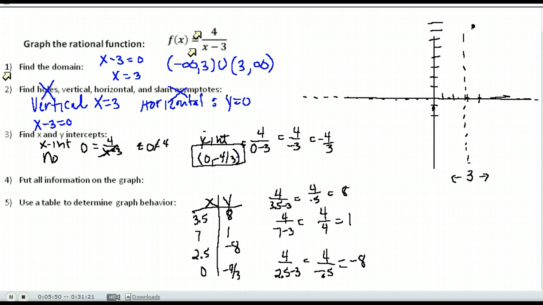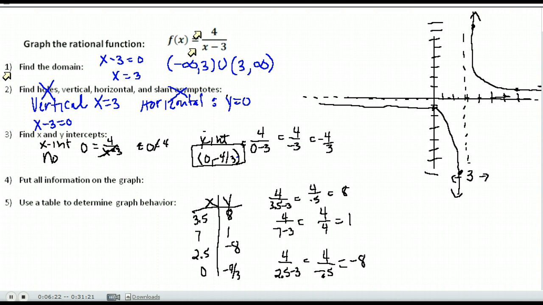So it looks like this one is above our horizontal asymptote. And I have the point 7, 1. So it looks like this one is going to follow the asymptote just like this. Okay? On the other side, 2.5, I'm down at negative 8. And then I have that point 0, negative 4/3. Like this one is going to follow this way.